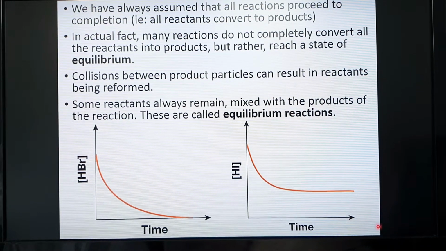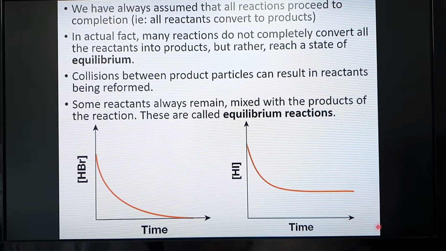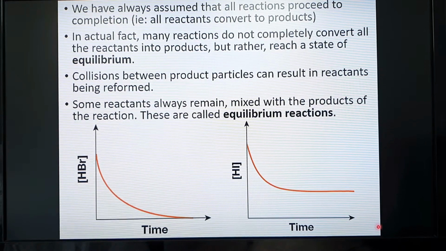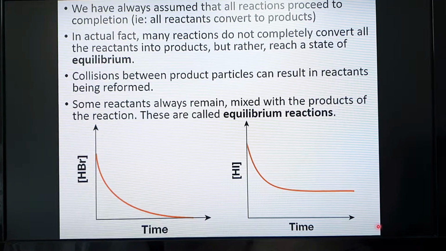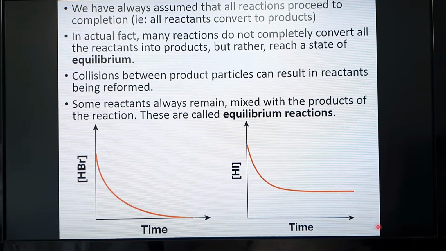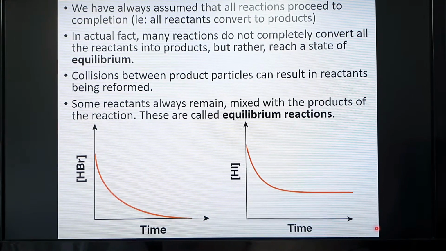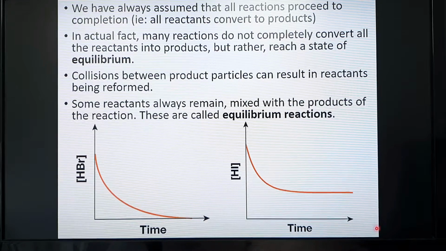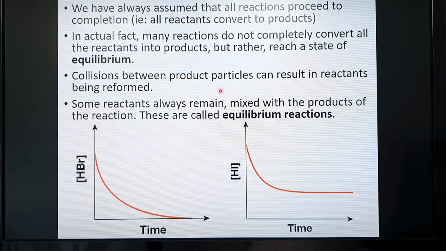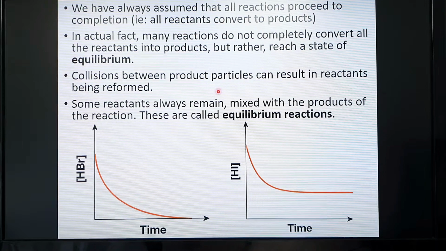So we've always assumed that reactions that take place always proceed to completion. By completion, we say that all the reactants convert to products, but in actual fact, most of the time that's not the case. Rather than completely forming products, they reach a state of equilibrium, as you saw before in the demonstration. What's actually happening is that the collision between the product particles can result in reactants being formed. So the backward reaction, we call it, is taking place as well as the forward reaction.